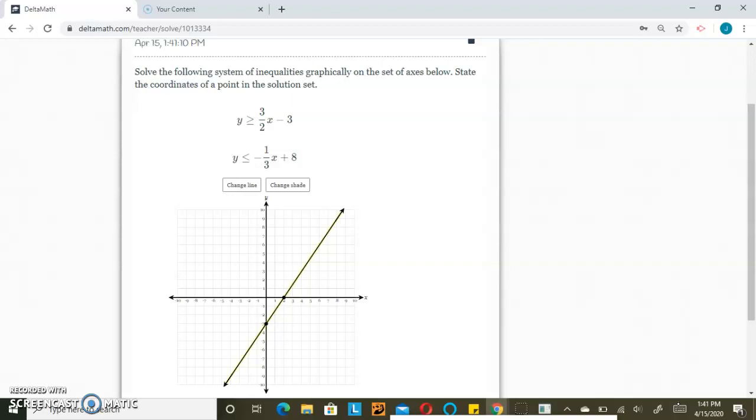And it's a greater than symbol, so I'm shading above. So that would be shading below. That's down from my line, so I want to shade above. So I change that shading. Now I'm ready to draw my second inequality.